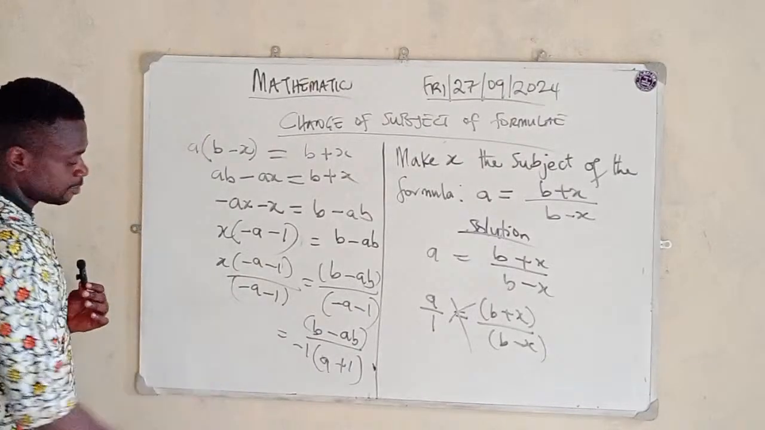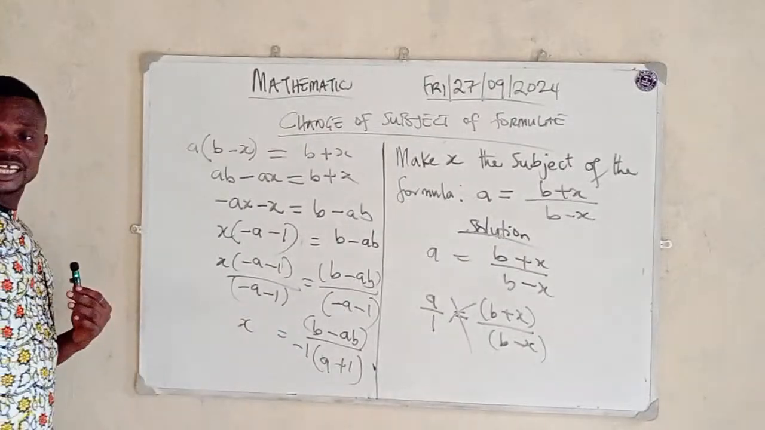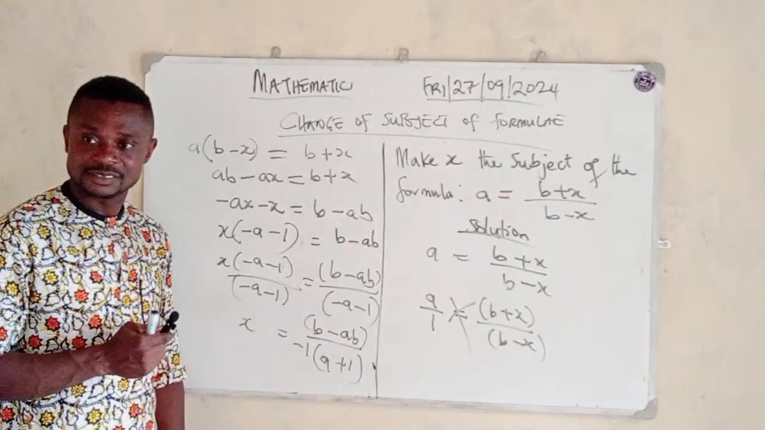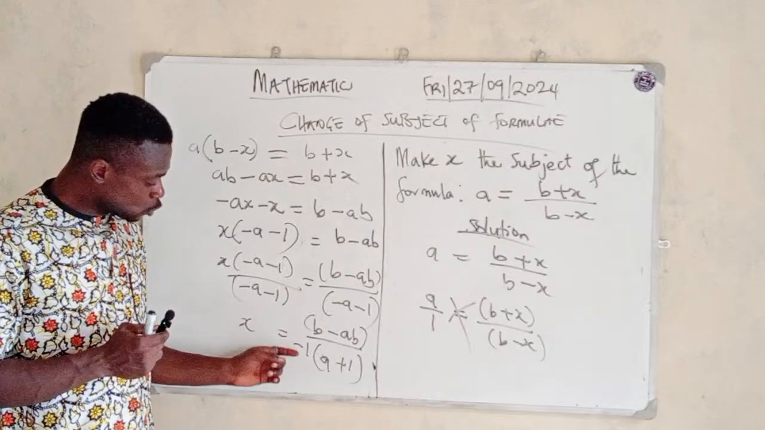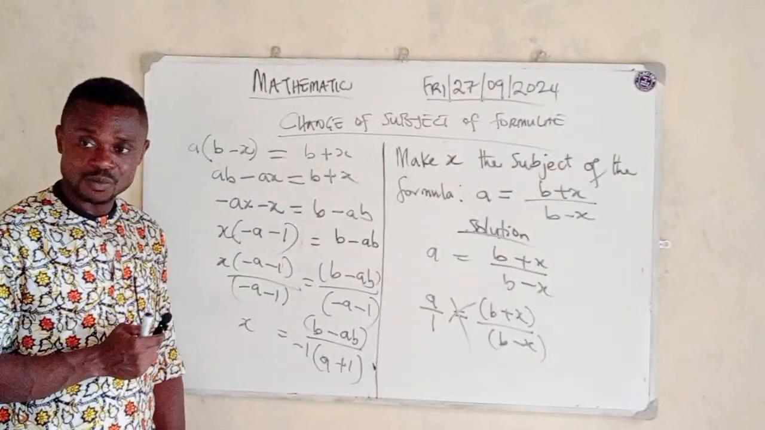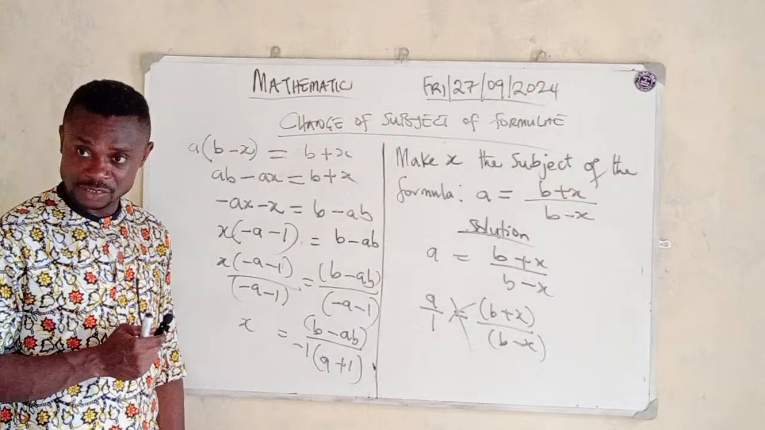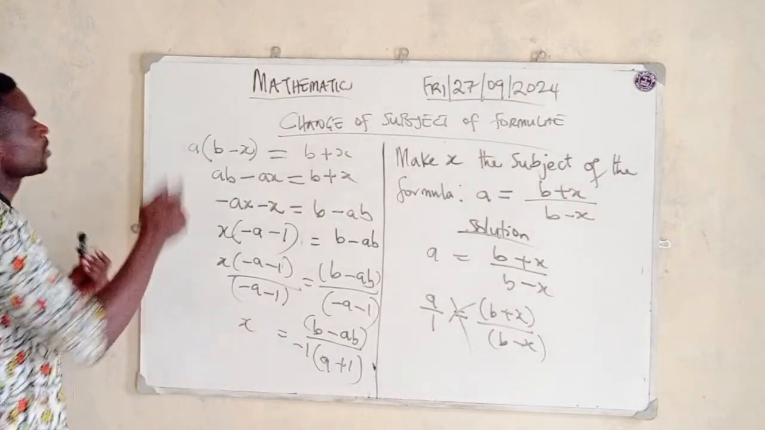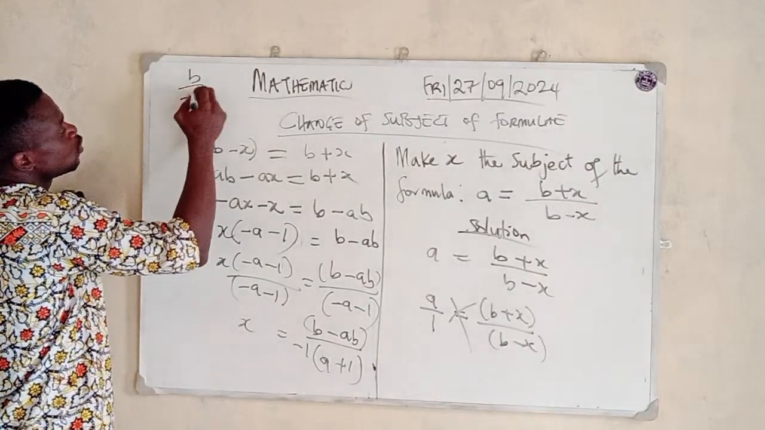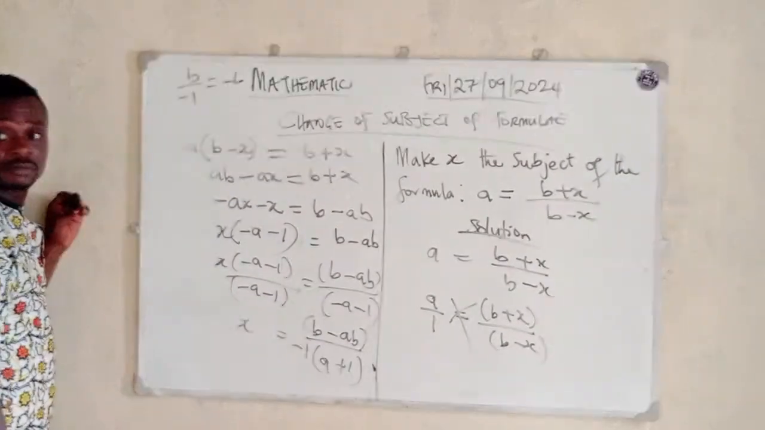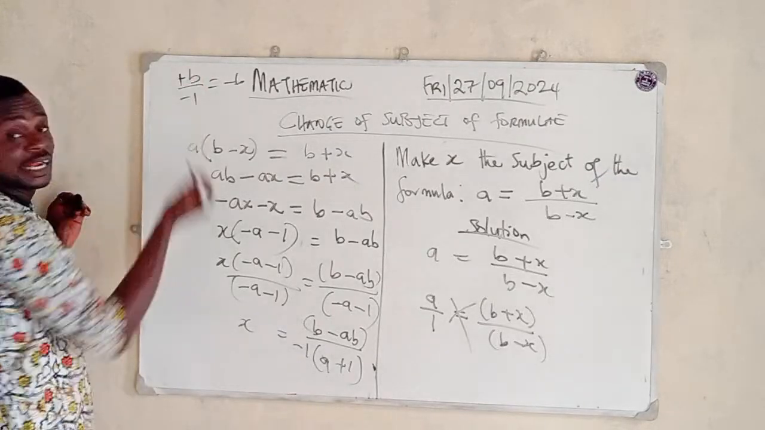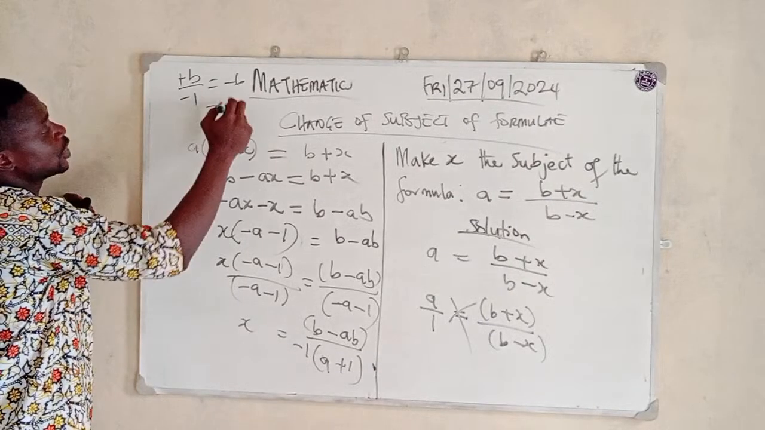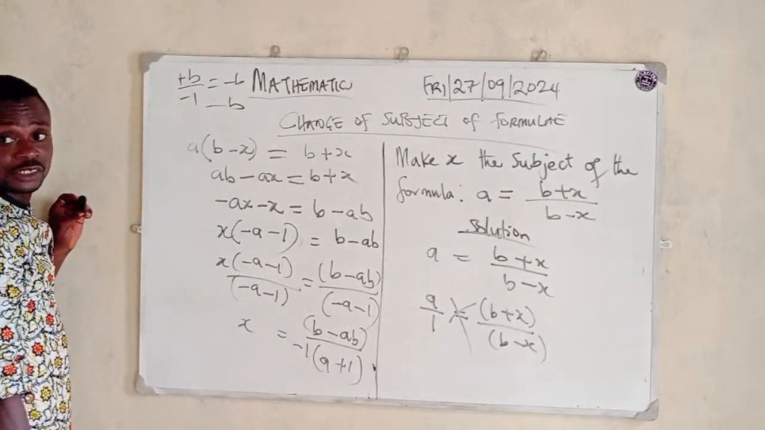Now, x is taking shape. We use this minus 1 to divide the B. Minus 1 divide B is what? Minus B. Are you sure it's true? B over minus 1 is what? Minus B, because plus divided by minus is minus. 1 divided by B is B.